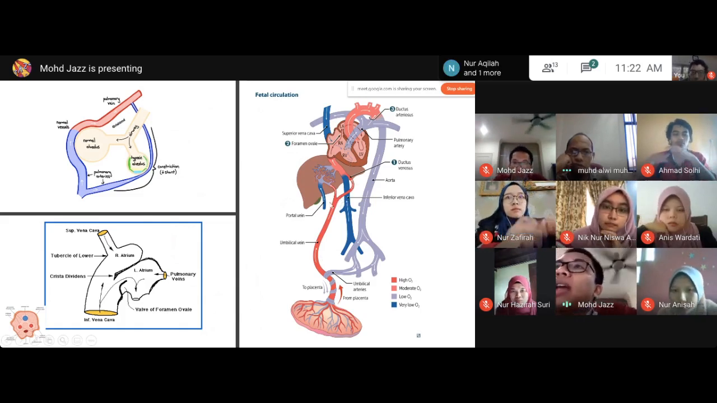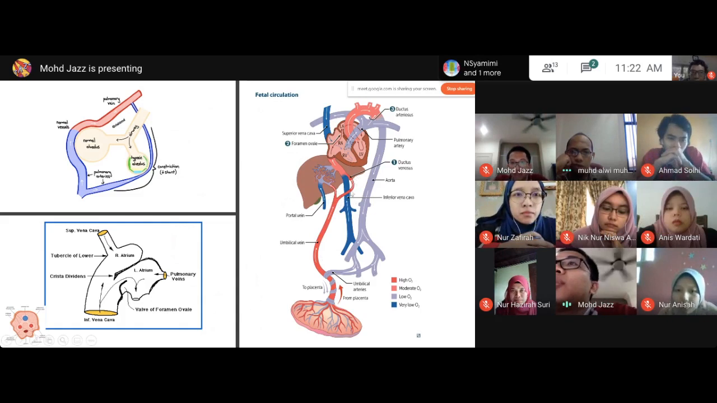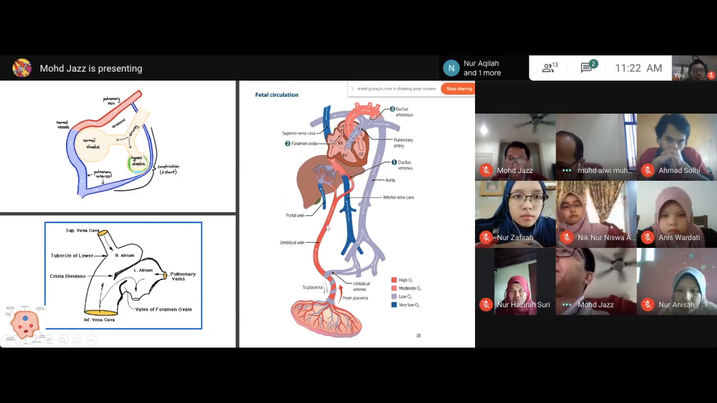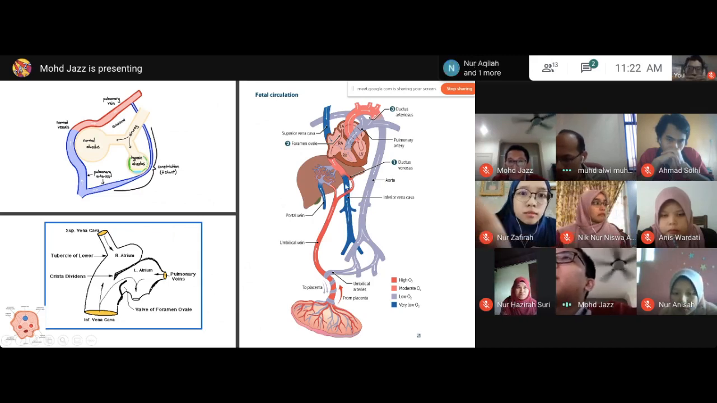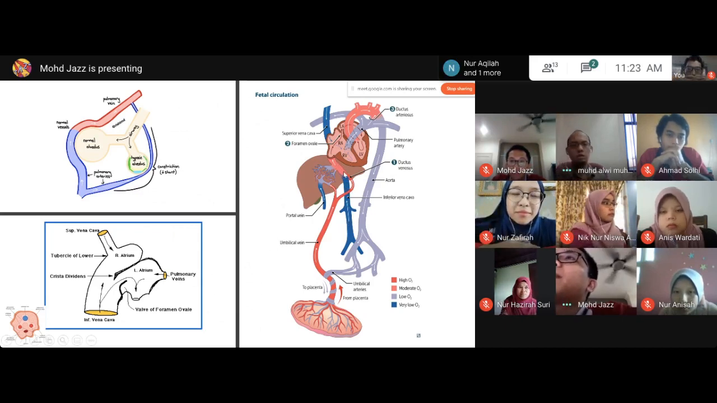As it goes through the ductus venosus, as you can see the color here, the color also signifies the oxygen concentration. You can see highly oxygenated blood. It later mixes with the deoxygenated blood. So there's a mixing of both. That's why it becomes a bit diluted, and it empties into the right atrium.